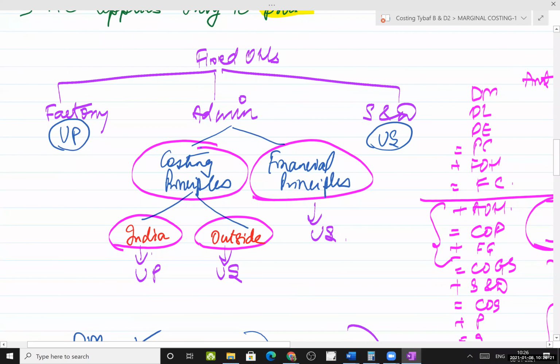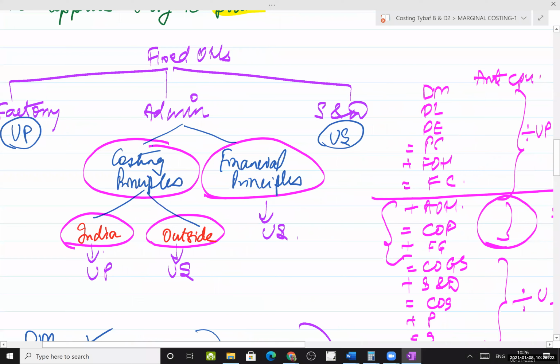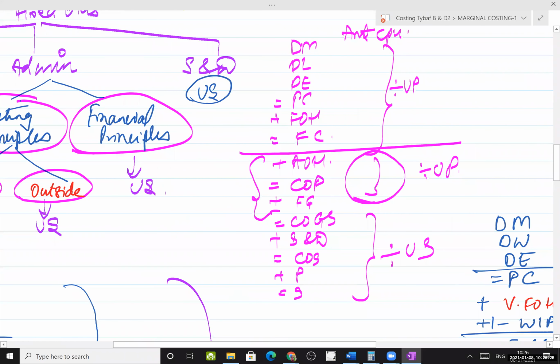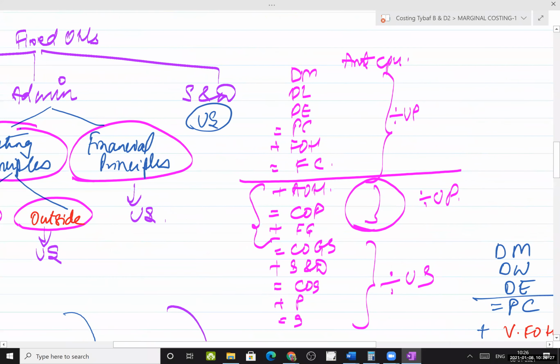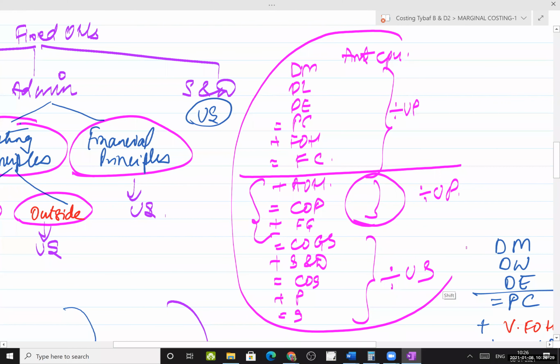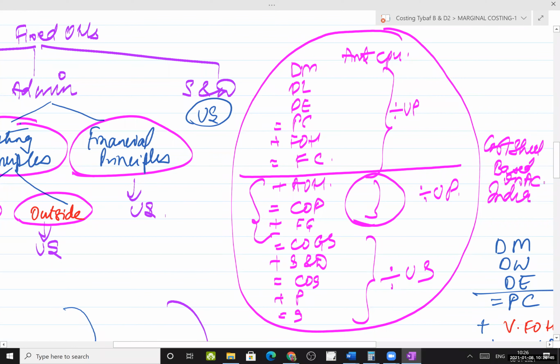Okay, so the principles that are followed in India, if you remember, this format of cost sheet, which I just discussed with you all in a nutshell, this is as per India. Okay, so what is India doing? We are following cost sheet based on absorption costing. I'll tell you the reason also.